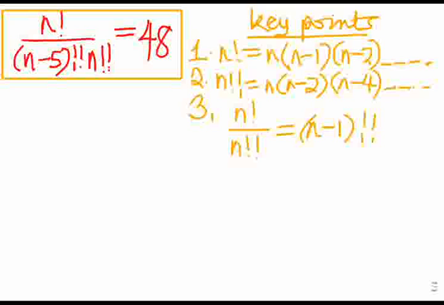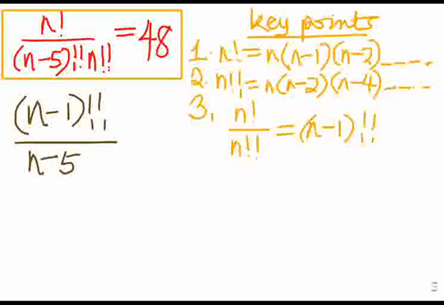How do we solve for n? Can you notice that we have n factorial over n double factorial here? It is the same thing as what? N minus 1 double factorial. So I am going to replace the whole of this with n minus 1 double factorial, and I will divide that by the n minus 5 double factorial we have in the question. So this equals what? The 48.